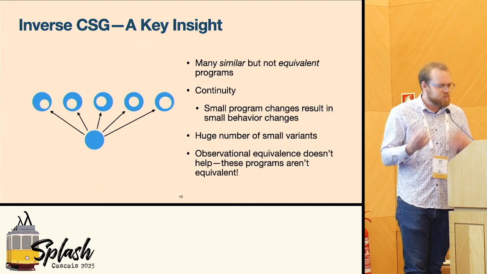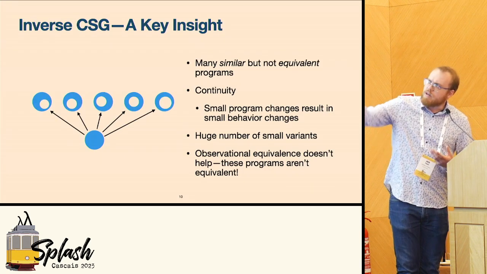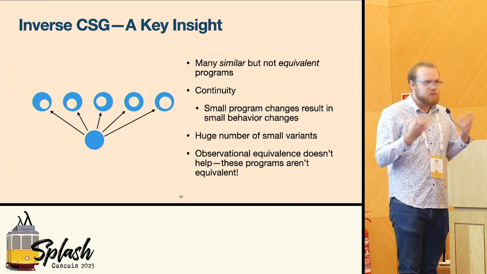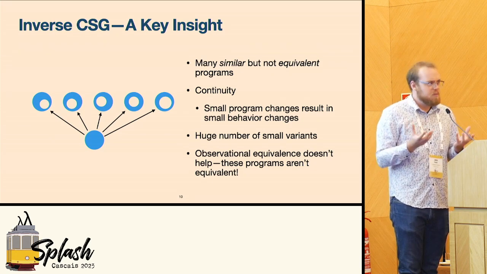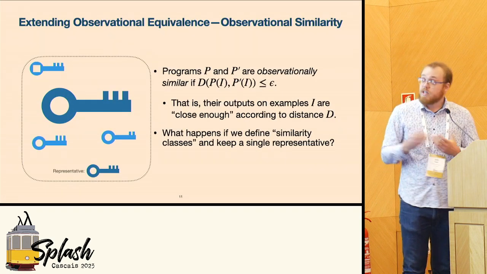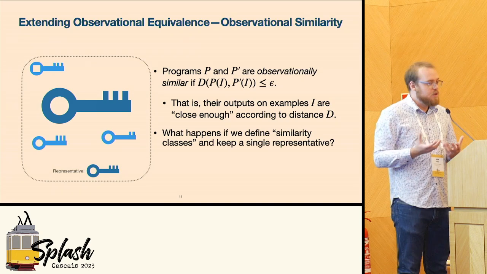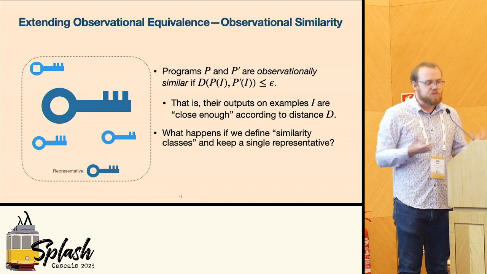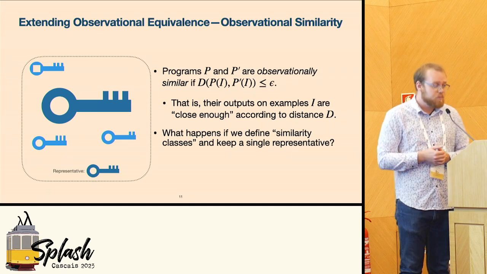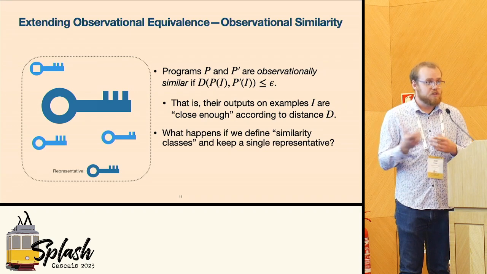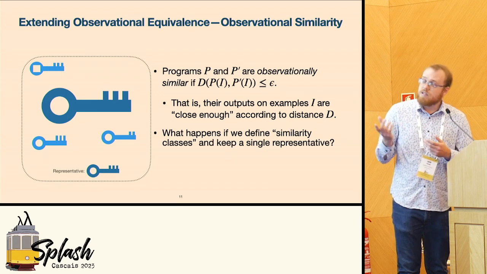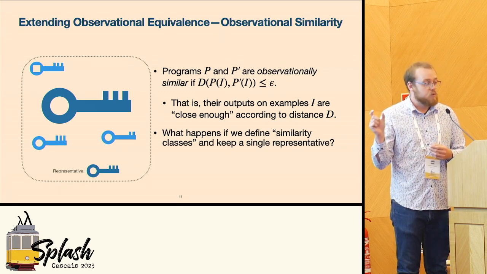But as a human, our insight is really that any one of these programs should be fine. We could replace one with another, and we would end up with a small perturbation in our output, but we could probably repair that perturbation after the fact. So we take this insight and we say, okay, what if we used similarity as a kind of replacement for equivalence? We say that programs P and P prime are observationally similar if the distance between their behavior on some inputs is less than some epsilon. Here, this distance d is going to be specific to the domain that we're working in.